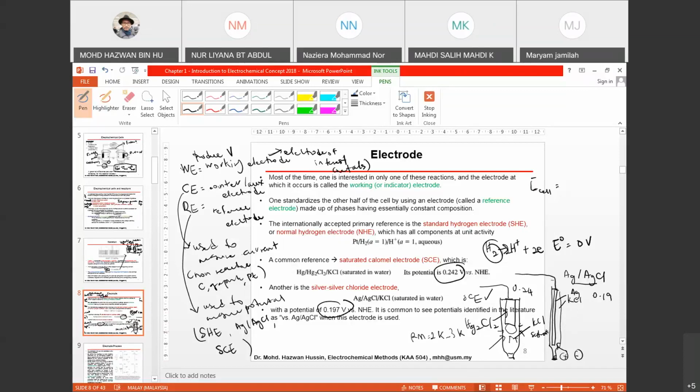So the purpose, as I said, of electrodes: you have working electrodes as electrodes of interest, the counter electrode is used to measure current, and the reference electrode is used to measure potential.